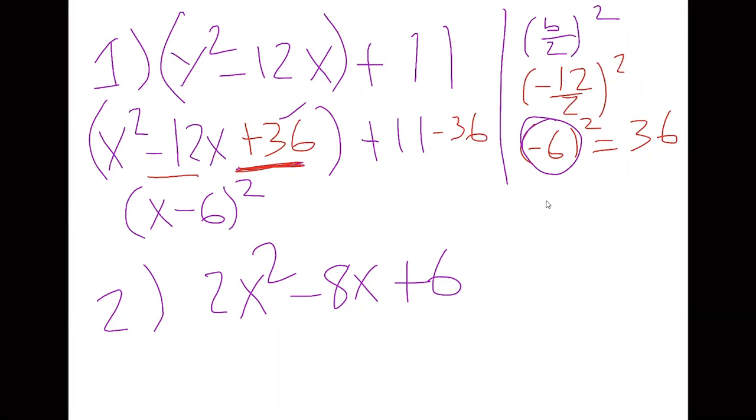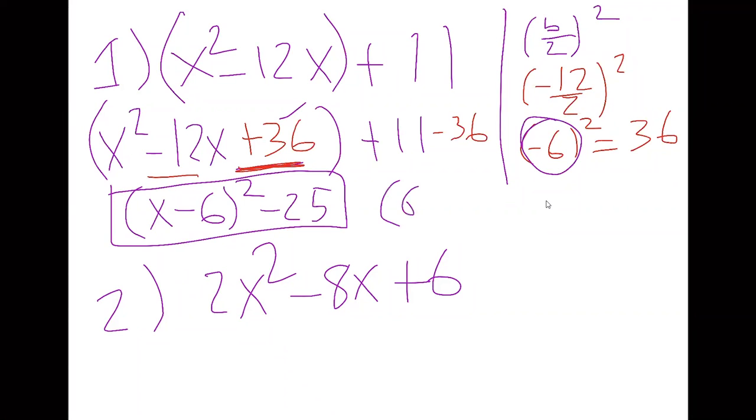And then plus 11 minus 36 would be negative 25. So this is our vertex form. If they ask for your vertex, remember you change the sign of the inside number, and your outside number stays the same. You just pull out your h and k from this formula.